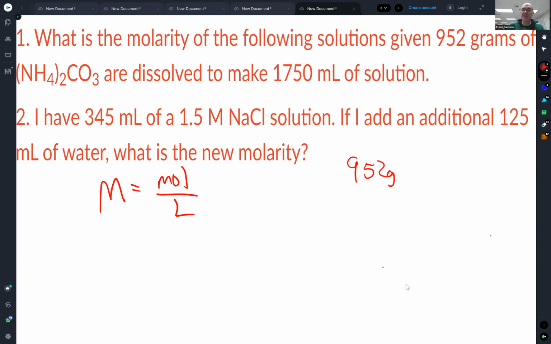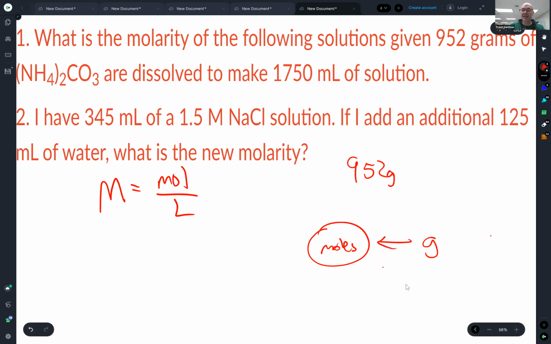So what we're going to have to do is think back to the mole map. In the mole map, we have moles in the middle, grams are on the side. To go from grams to moles, we need to divide. So I'm going to take the 952 and divide it by the weight of (NH4)2CO3. So I'm going to go onto my periodic table and start adding up all this weight.